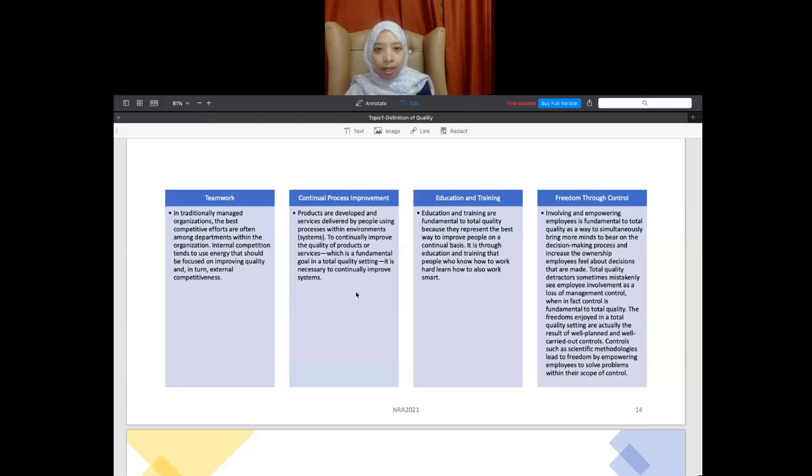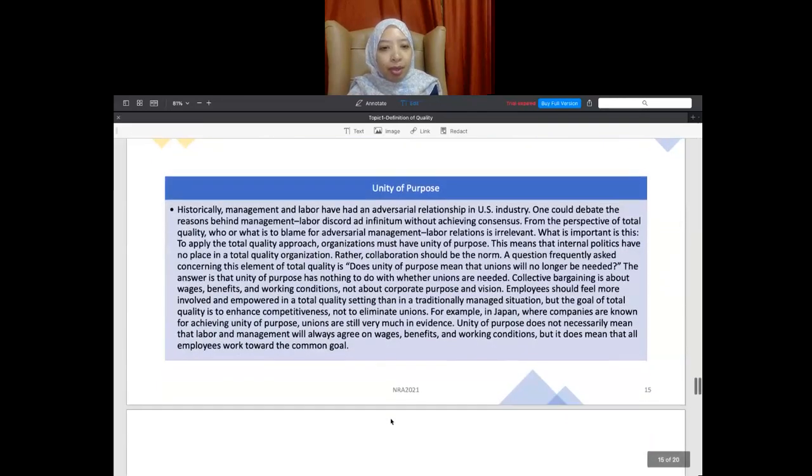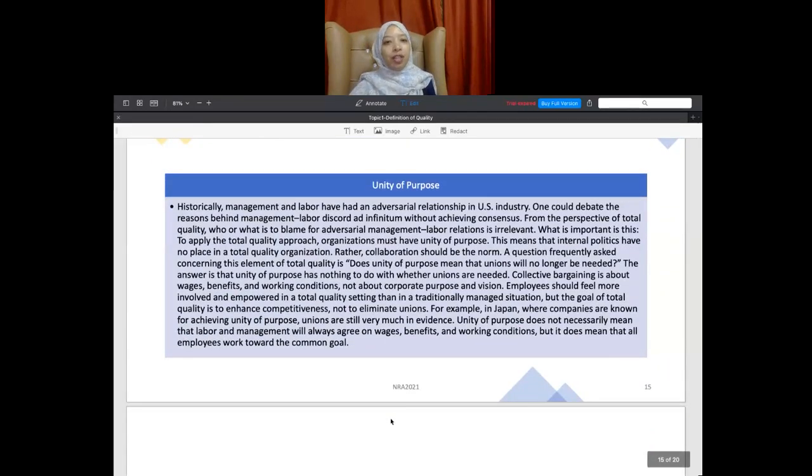Selain daripada kita mengajar live online, kita juga buat recording, sebab takut ada sebarang masalah, tiba-tiba blackout ke, student ada kehabisan bateri ke dan sebagainya. Okay. And then we move to the next element, which is the unity of the purpose.